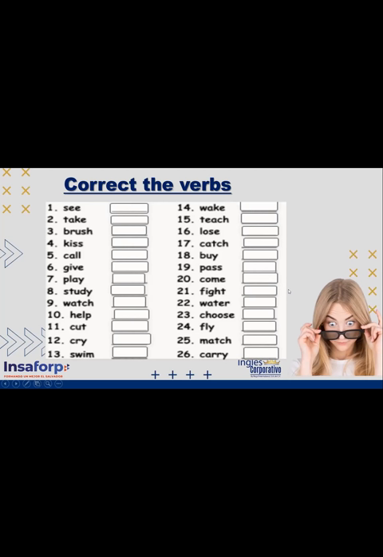Have a nap in the morning? Do they eat a banana in the morning, right? Okay. The next.